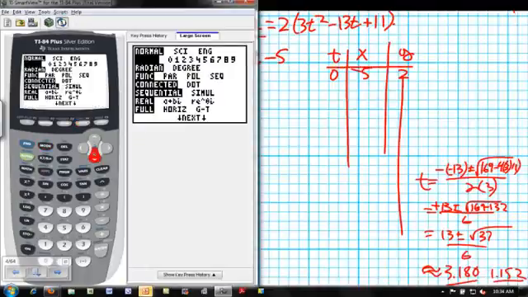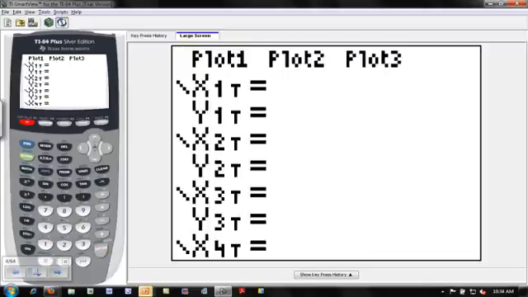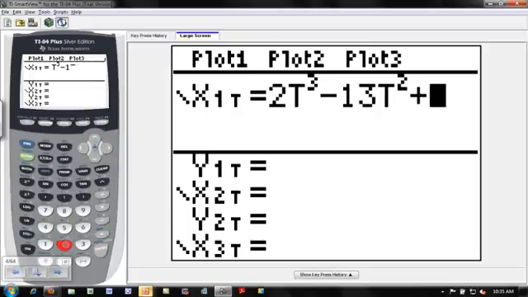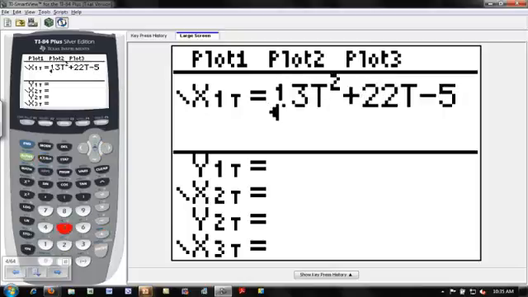Mode. Parametric mode. Okay, so I've switched to parametric mode. What was my equation? 2t cubed minus 13t squared plus 22t minus 5.